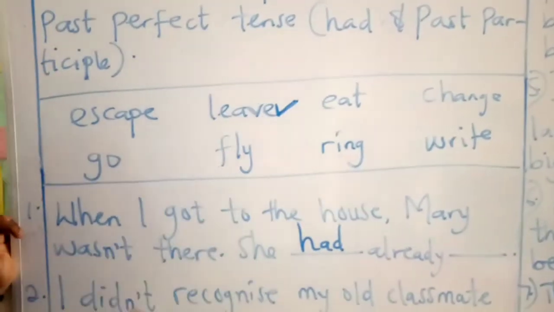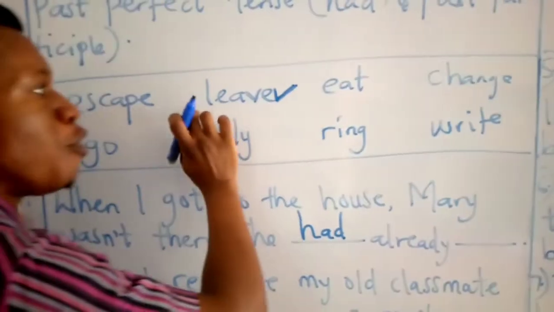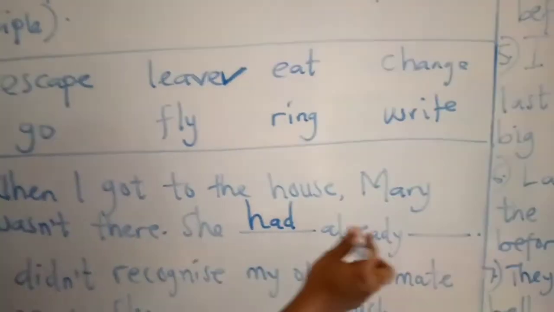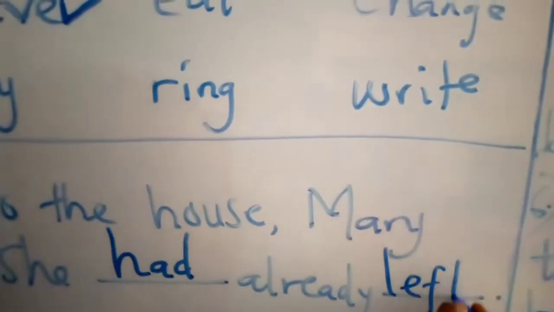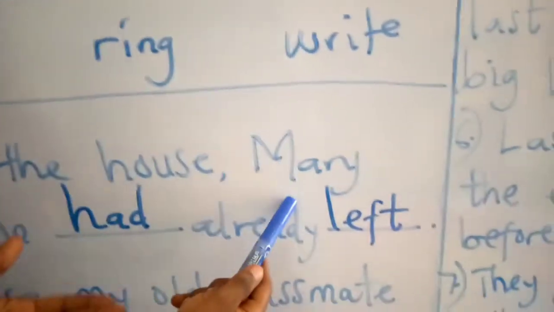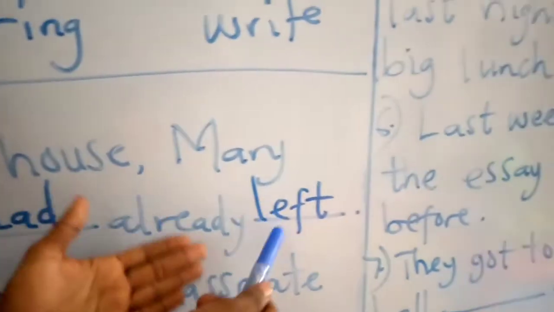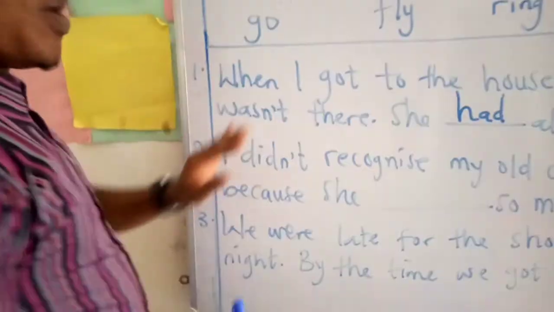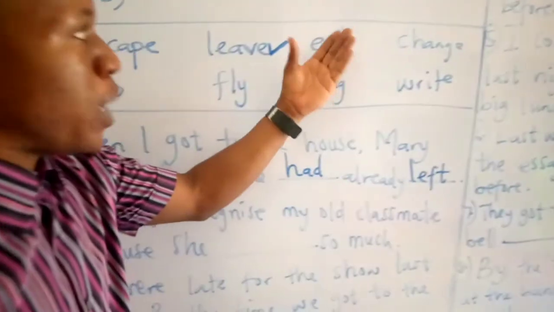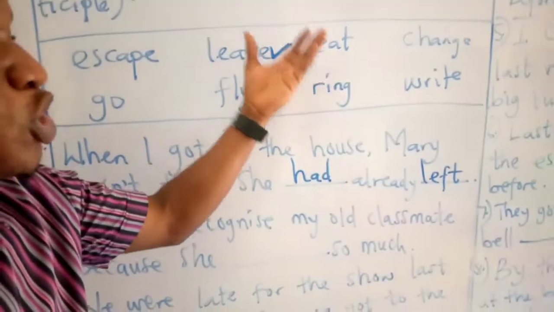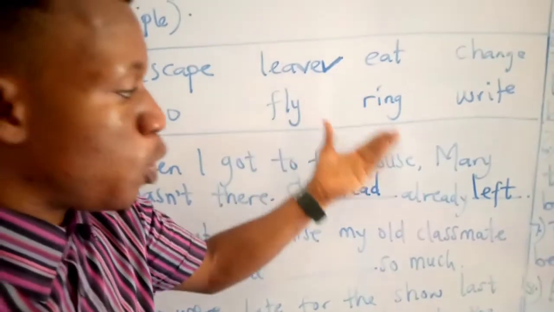Now, what is the past participle for leave? We have left. So let's take the sentence now. When I got to the house, Mary wasn't there. She had already left. So you are changing the present to the past participle. Don't bring in the words the way they appear here. You must change them to their past participle to make your sentence correct.